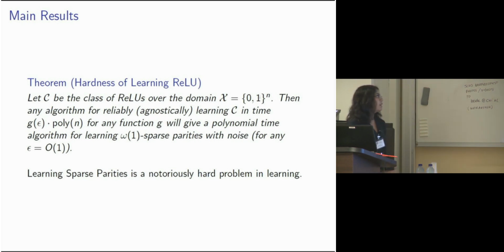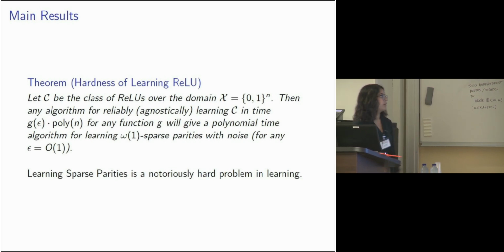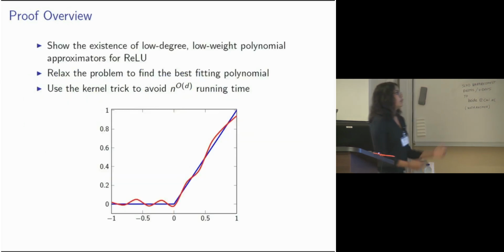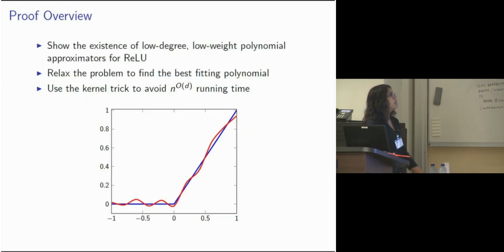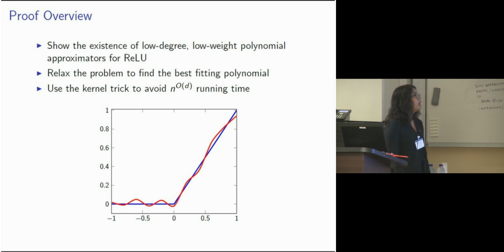The positive aspect we get from that is because these functions depend on the scale. So working on the Boolean domain, the norm becomes higher. So for the proof overview, we basically show the existence of low degree, low weight polynomial approximators for ReLU. And then we relax our problem to finding the best fitting polynomial.